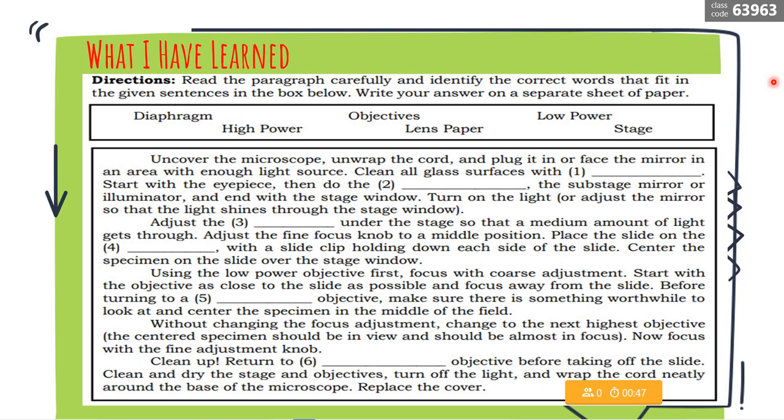Read the paragraph carefully and identify the correct words that fit in the given sentences in the box below. Write your answers on a separate sheet of paper or please key them in with our class code 63963.